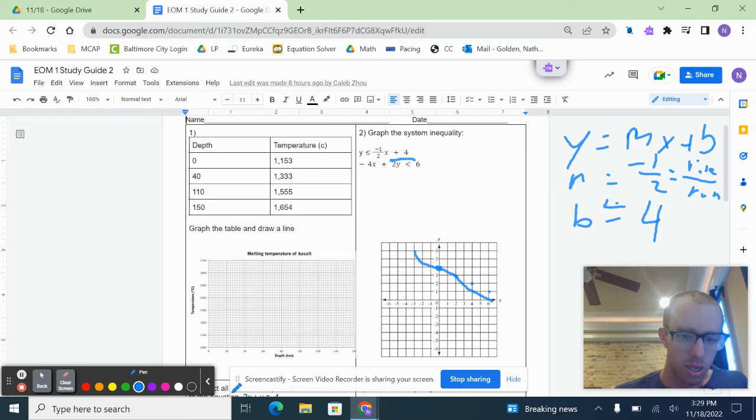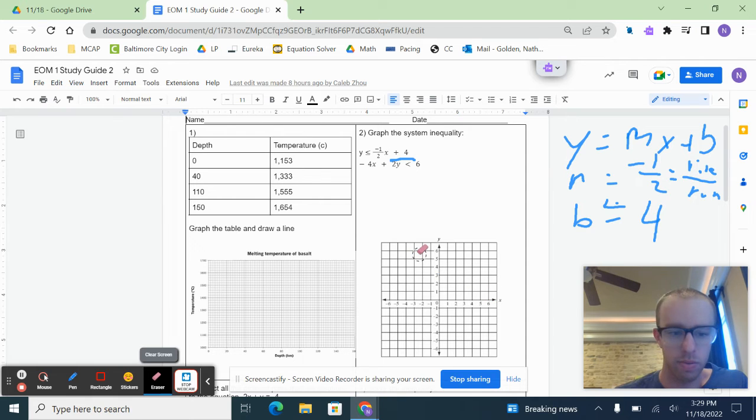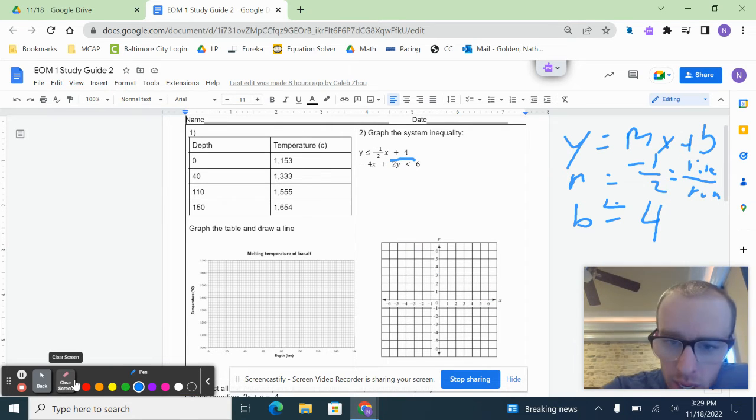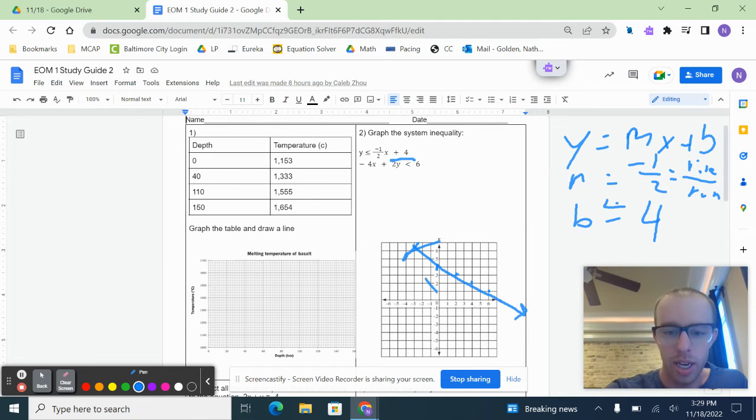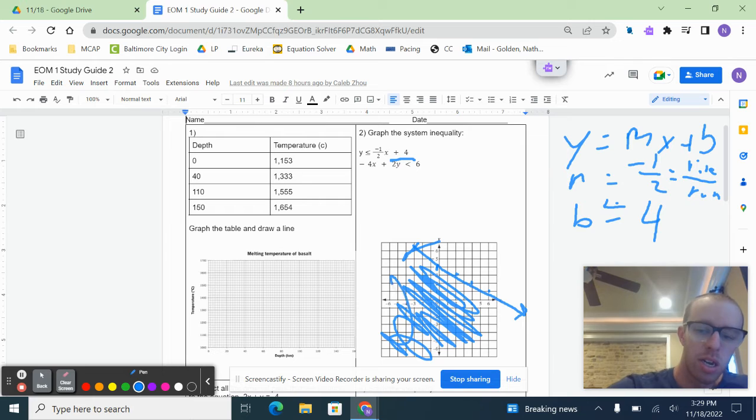Oh, is there an undo button? Let's see. There's an erase button. All right, let me just erase and do this again really quickly. Sorry, it's pretty hard to draw on here. All right, so I'm going to connect these into a line. Close enough. And since it's a less than sign, I shade down. So I shade everything below. Shade below. Okay.